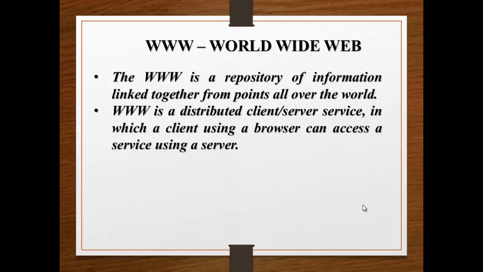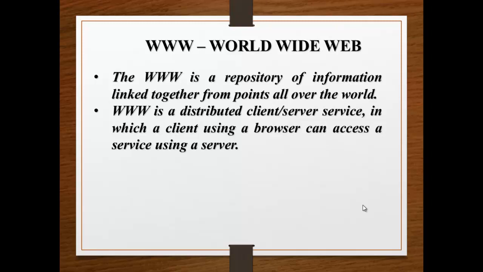In order to access any information, you need to use this particular prefix. That's the reason we are using www dot so and so. So it is a distributed client-server service, in which a client will use a browser and access a service using a server. Client means we are all the clients, users are the clients. We are using browsers. You know what a browser is? We have so many browsers: Google, Mozilla, Edge from Microsoft, Internet Explorer. All these are different browsers.